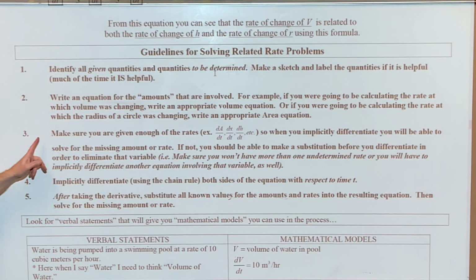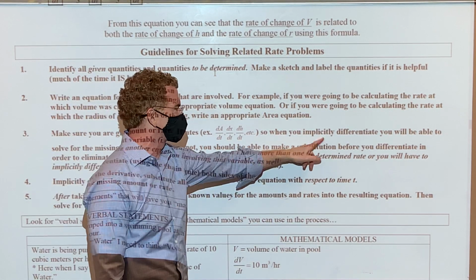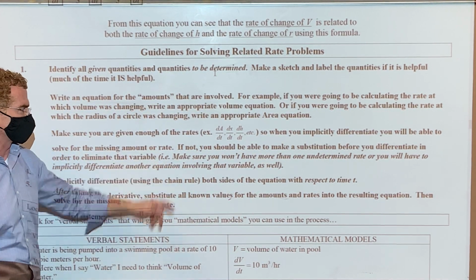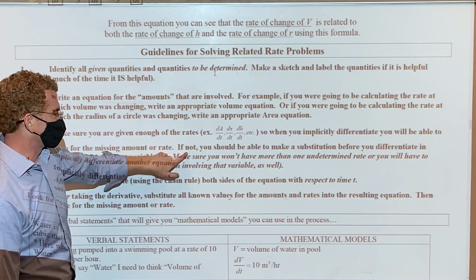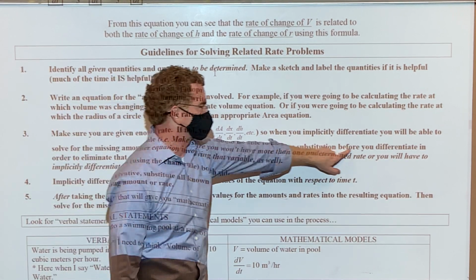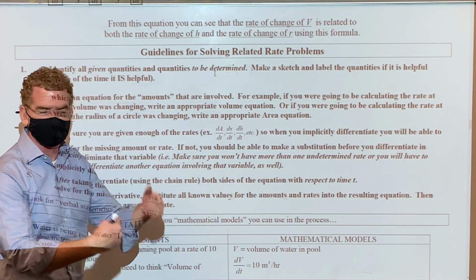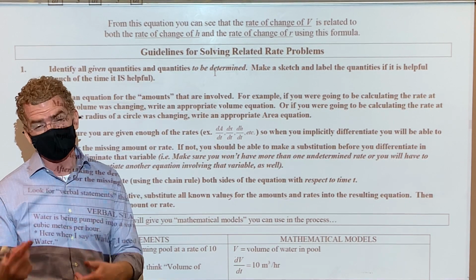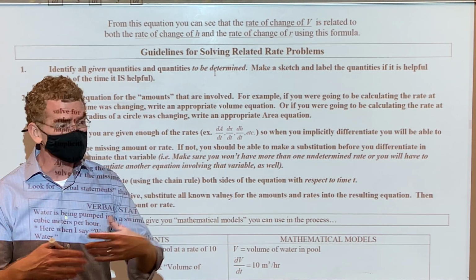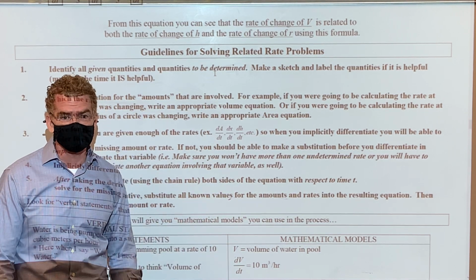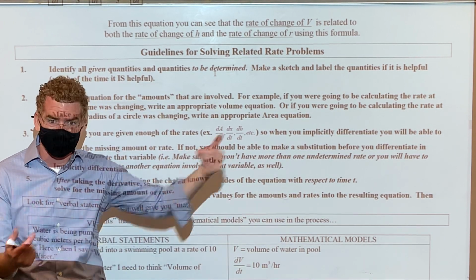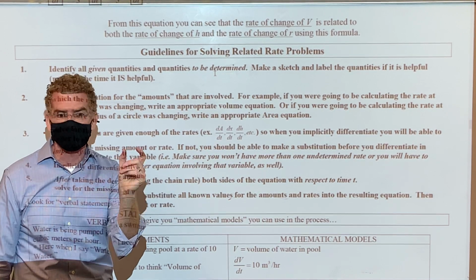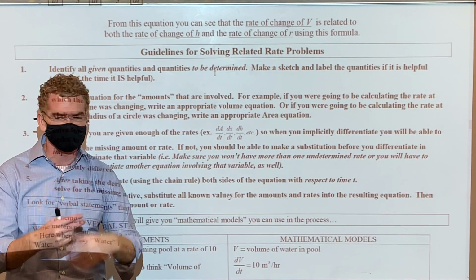And that's what I mean when I say make sure you're given enough of the rates so that when you implicitly differentiate, you'll be able to solve for the missing amounts. I say you should be able to make a substitution before you differentiate. This is what I'm talking about, and that will eliminate one of those variables. I've also found if you eliminate a variable, the differentiation tends to be easier, because a lot of times you don't have the product rule anymore, right? Like we just saw, once the r went away, I could put those h's together. It was just a simple power rule. So sometimes the math ends up being easy.